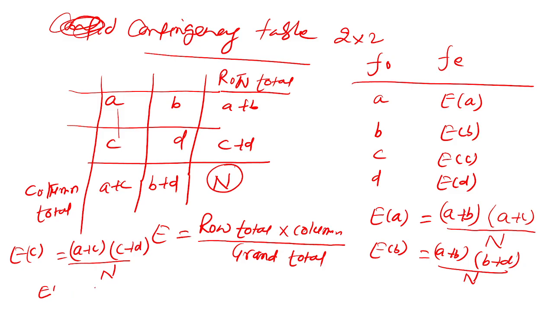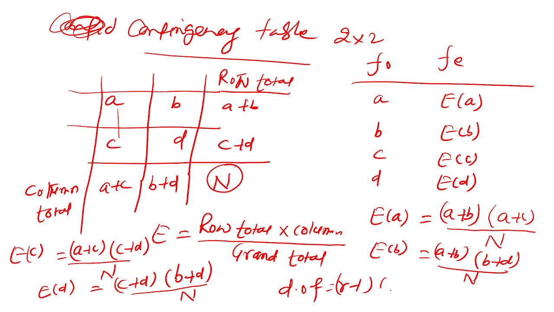E of D will become row total C plus D, column total B plus D, by N. So this is the whole idea, and the degree of freedom will become R minus 1 into C minus 1, where R is the number of rows and C the number of columns. So I think the chi-square test for independence is clear. Now we'll solve one problem based upon this.